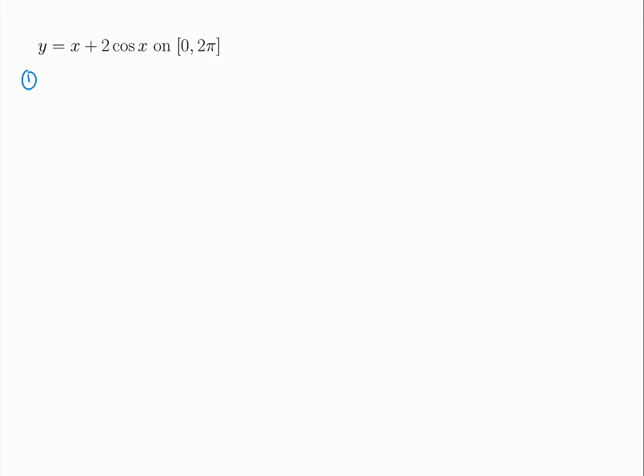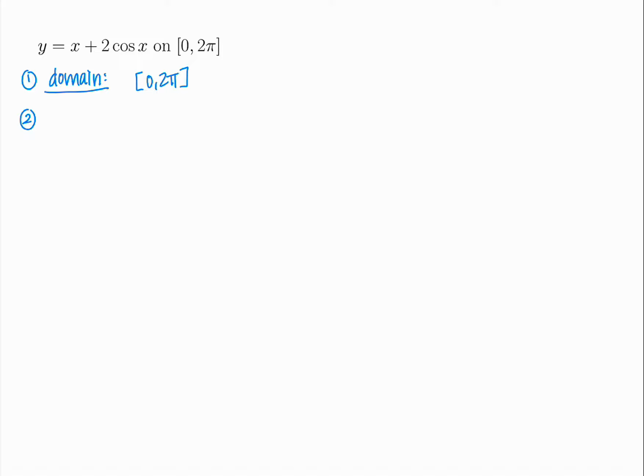All right, our first step is to identify the domain. As we look at this, x plus 2 cosine x, there's nothing that is going to cause an issue there. I don't have any places where this graph will be undefined, because my x and cosine x functions both behave pretty nicely. So my domain is all reals, technically, but I've restricted to just the interval 0 to 2 pi. So we're just going to look at 0 to 2 pi, and we don't have to exclude anything in that interval.